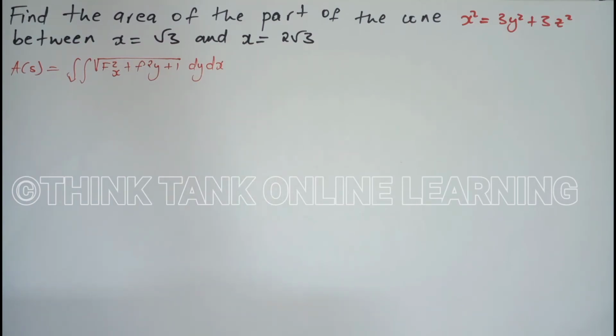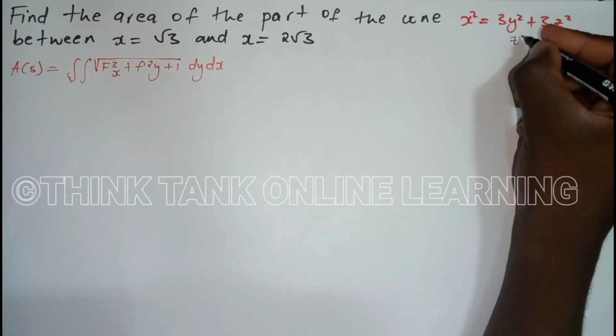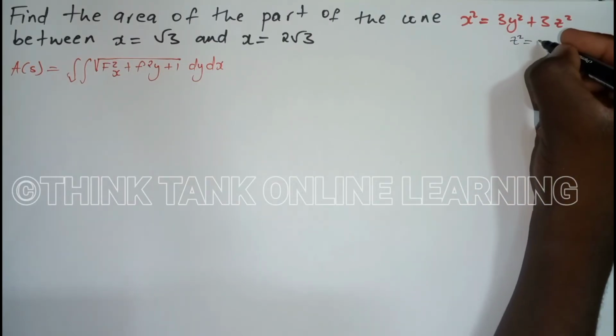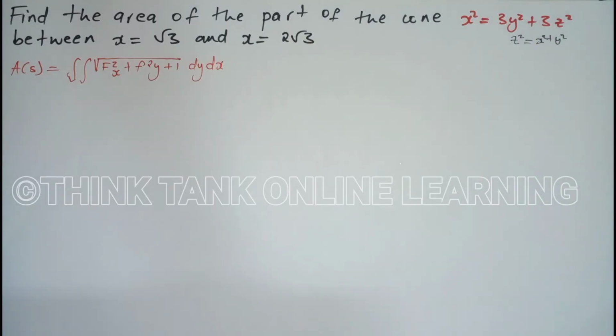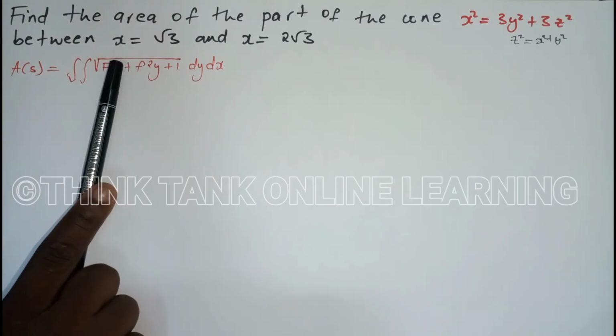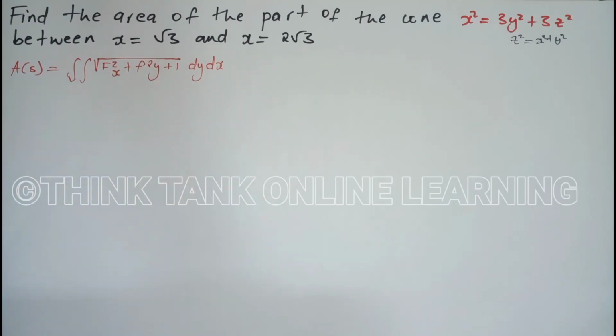Okay, so remember, given a cone, but our cone is not a normal cone, because you know that the equation of a cone is mostly in the form z squared equals x squared plus y squared, and that is the cone that we know. But this one is different, and you can see the boundaries are now in the x-axis. So we're just going to change our approach a little bit, but you're just going to use the same ordinary approach.